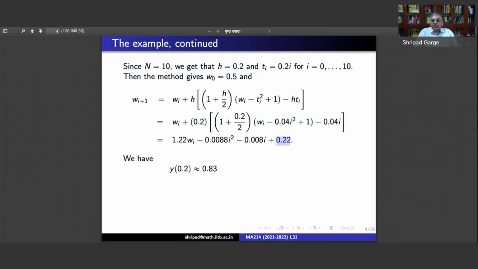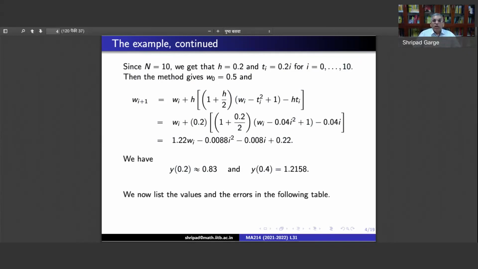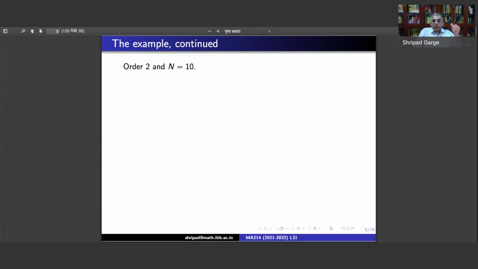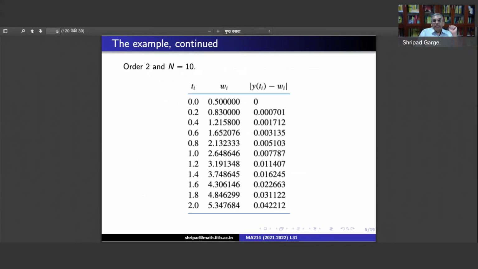The next approximation can also be computed. This is 1.2158. So this y 0.2, which is W1, and the next one that we have computed, there should not be an equal sign. It should be an approximation sign, which is the value W1. Okay, and we can actually compute all the values because we have to just compute the 10 values. There is a table that we use to write down all these values. So remember, order is 2 and n is 10, and these are the values.